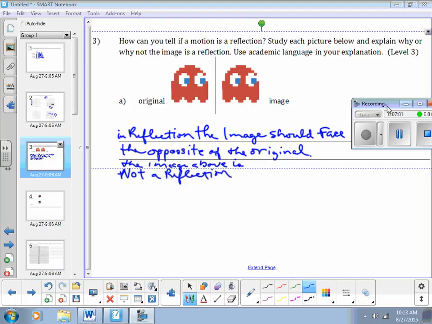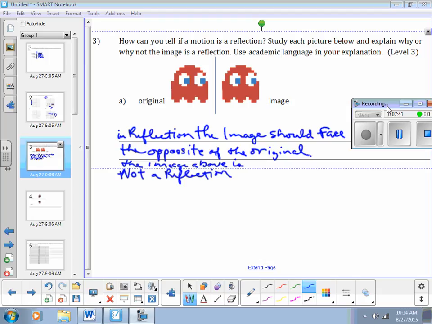Well, let's finish it. Let's explain it. Why is this image not a reflection? What's wrong? Okay, Michael? Okay, they're not opposite. What is it that you guys are focusing on that's making you think that? Right? They're both facing, what part of the object is it that you're referring to? The eyes. So you would state that the eyes are both facing the same direction.